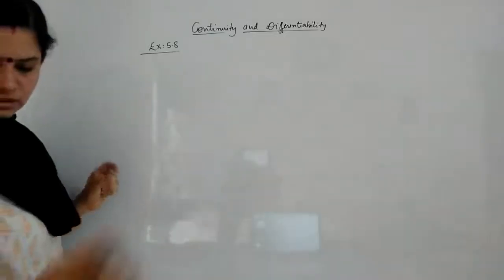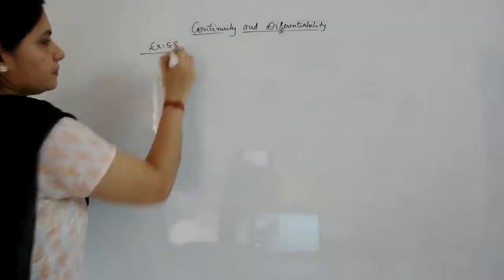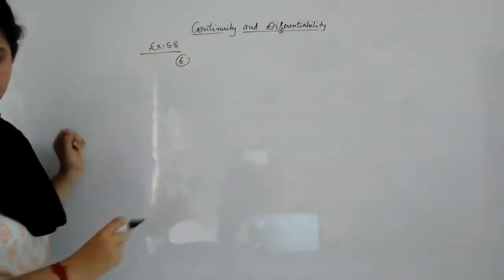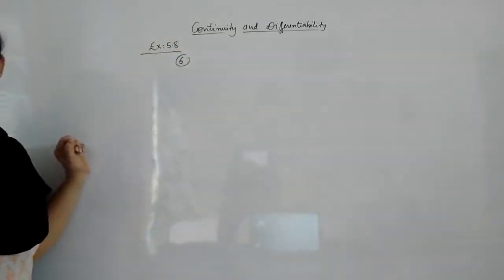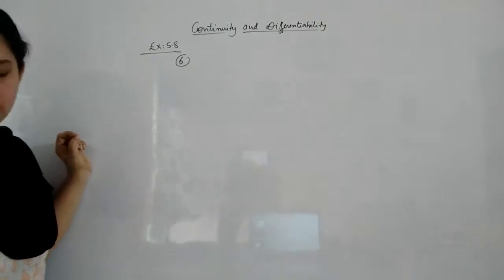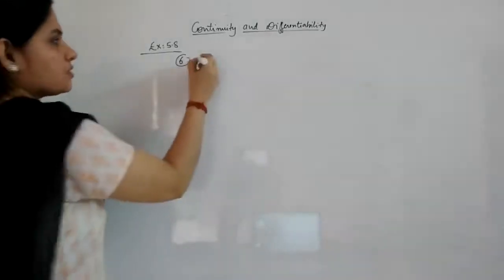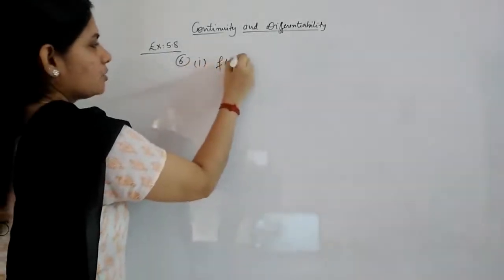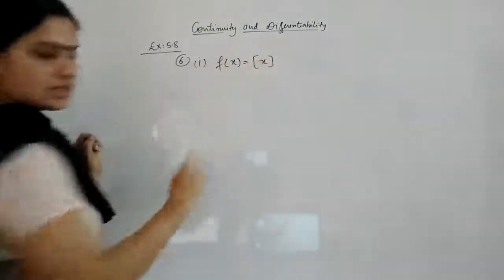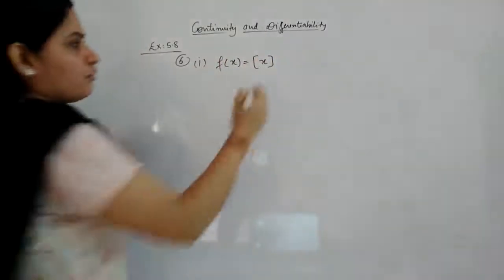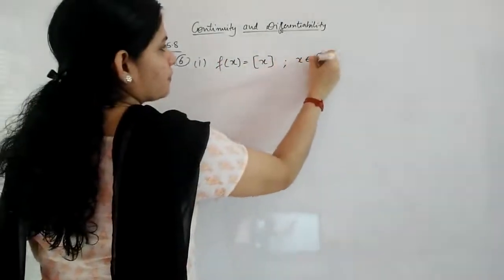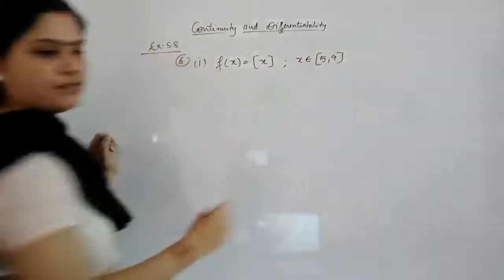Next is your sixth one, which is: examine the applicability of mean value theorem for the three functions given in the above exercise 2. That means in your question number 2, the three functions which have been given. First one was your f of x is equal to greatest integer of x for x belongs to the closed interval 5, 9.